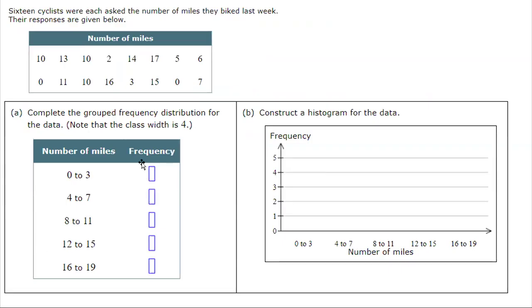It says 16 cyclists were each asked the number of miles they biked last week. The responses are given below. This table tells us the number of miles that they biked. Part A says complete the group frequency distribution for the data. Note that the class width is 4. Again, they're counting the number itself, 0, and then 1, 2, 3 will give you a width of 4.